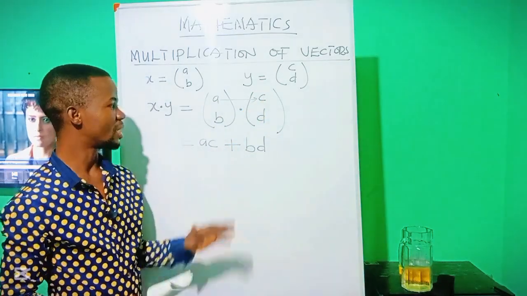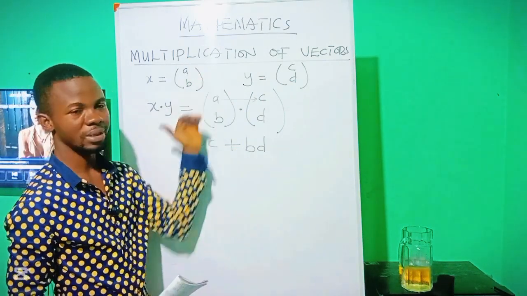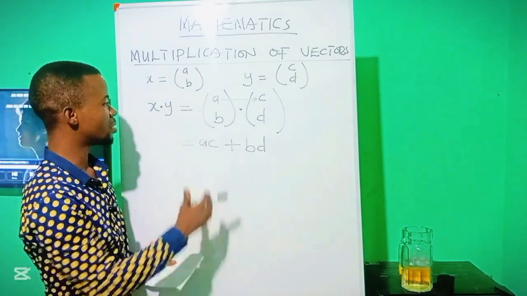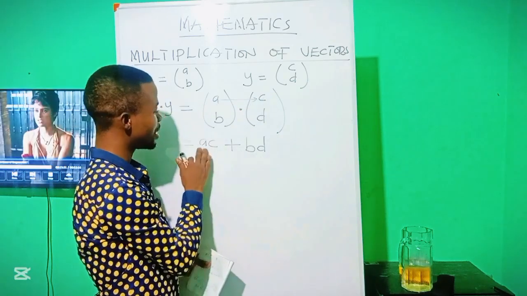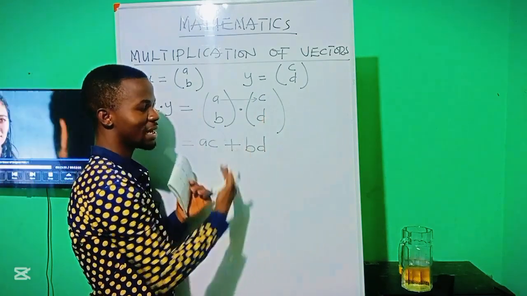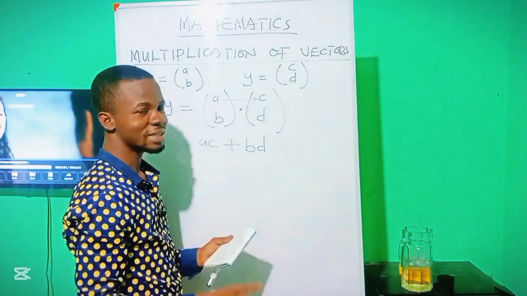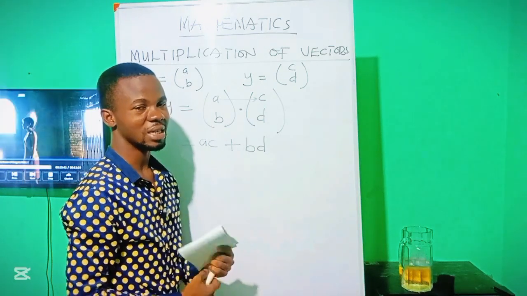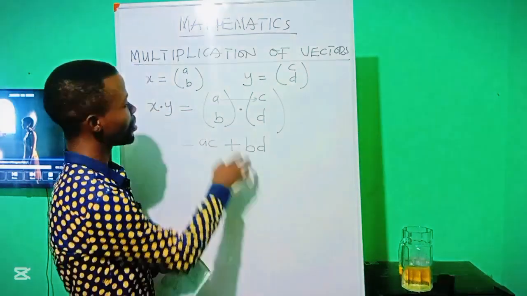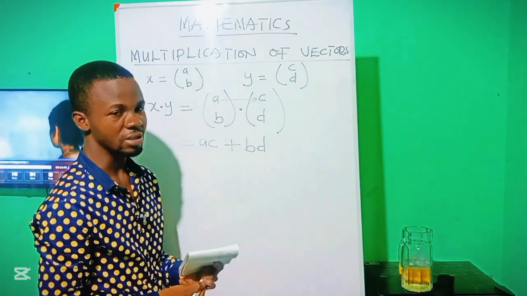So when you are multiplying, you multiply the x components, the values at the top. You multiply a by c, ac, plus b by d, then you add the answers you get. So you see that when you are done, you get a single value for your answer. That was why we said that when you multiply a vector by a vector, you get a scalar quantity.